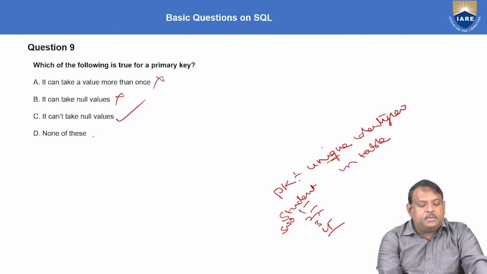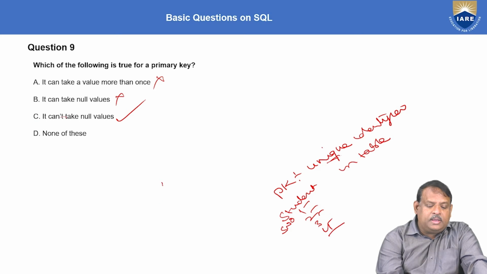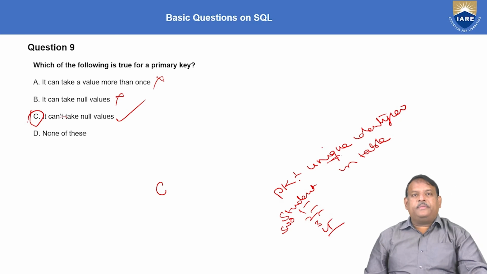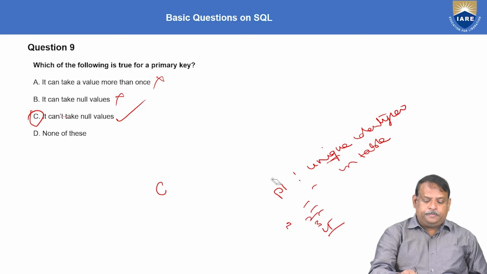Next, none of these. None of these is absolutely wrong, because a primary key cannot take a null value. So C is the right answer. This question was about the primary key.